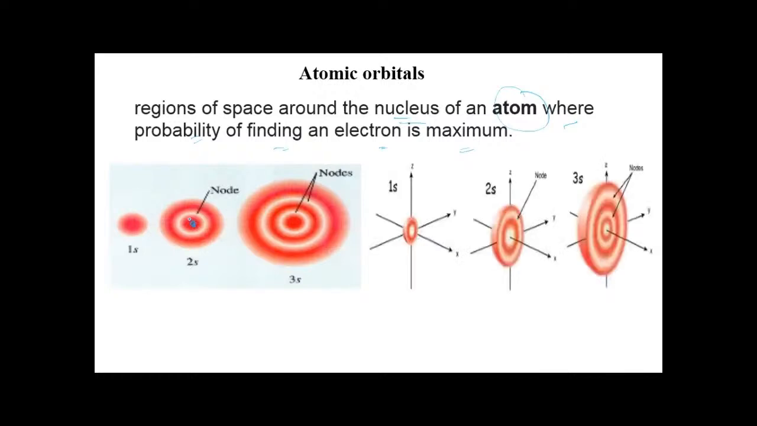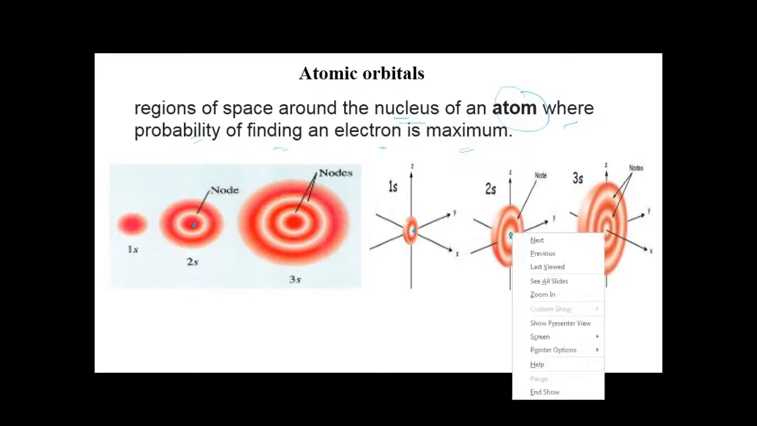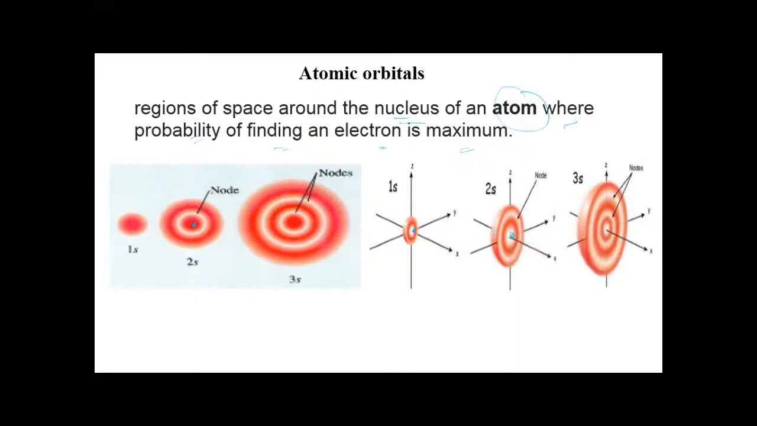This white part acts as the nucleus, and this red part is the electron density. So here the probability of finding an electron is maximum. The white part is the nucleus, and around it is the electron density or probability density, where the probability of finding an electron is maximum. You can see here there is a white region. This white region is known as a node.